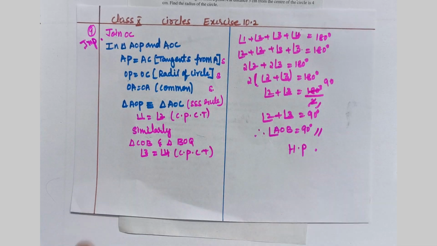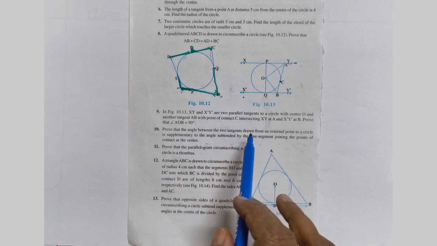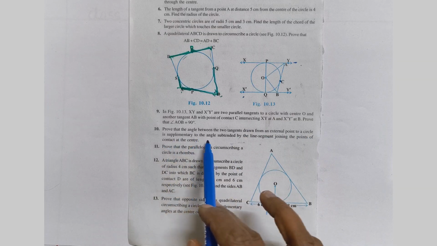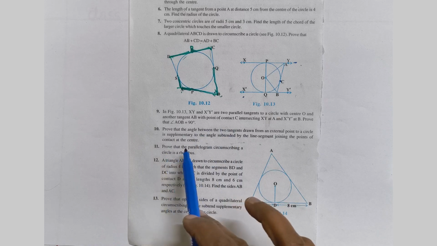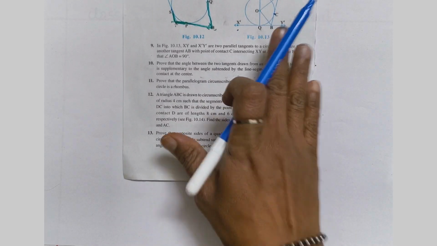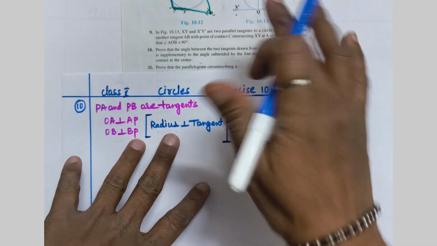Practice properly. Okay. Now 10th question. Prove that the angle between two tangents drawn from an external point to a circle is supplementary to the angle subtended by the line segment joining the point of contact at the center. We will understand, and we will first draw the diagram. Carefully listen to how to draw the diagram.